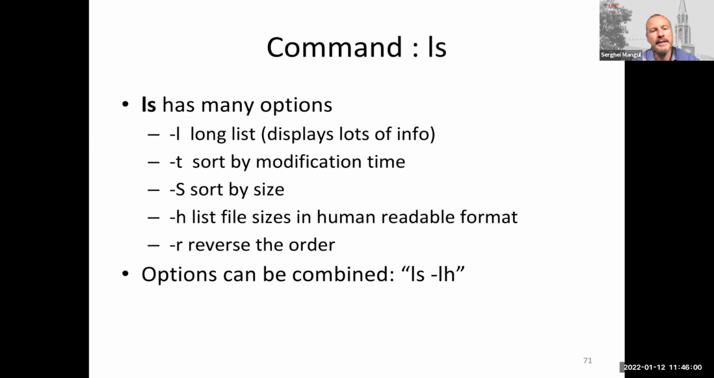You can say -t to sort by modification time, -S, capital, to sort by size, -h to present the size of the files in human readable format, and -r, which is reverse order. For example, if you sort by size but want to reverse, you just add -r. You can combine those. For example, we say -lh. You can see what is l, long list, and what is h, list files in human format. So you will get a good table with the files, but the size will be human readable.